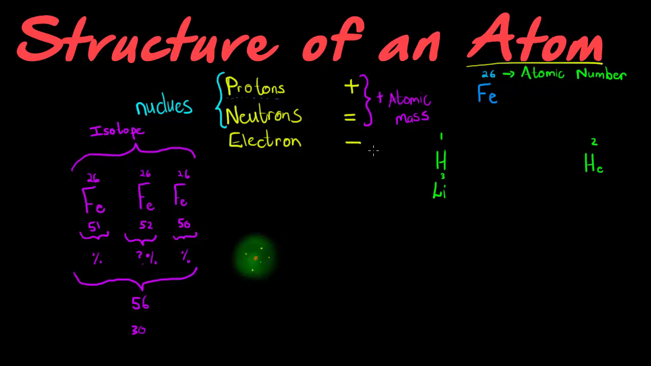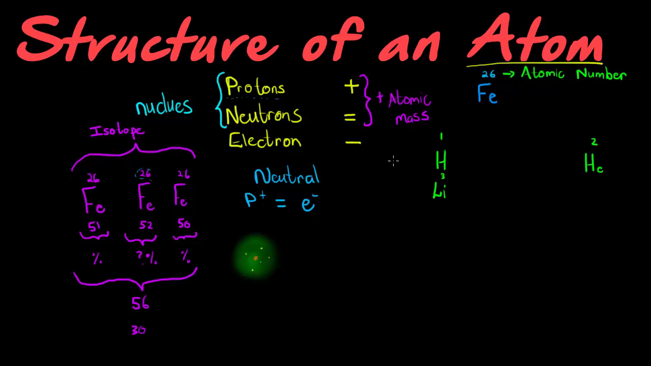Now, if I have a neutral element, that would mean that I have the same number of protons as I have, sorry, not neutrons, electrons. Which means that a neutral iron atom will also have 26 electrons. But since that is what changes, this change in electrons is what causes atoms to bond to other atoms.